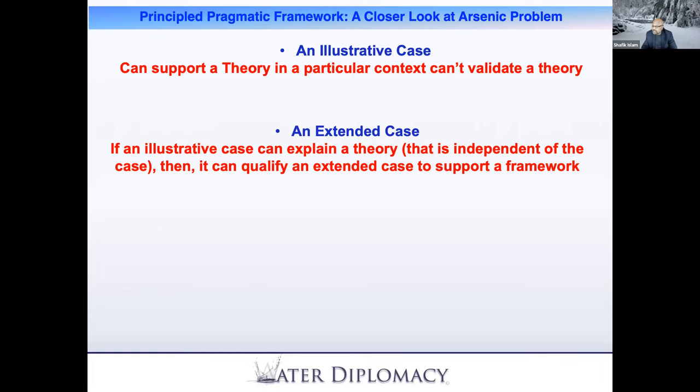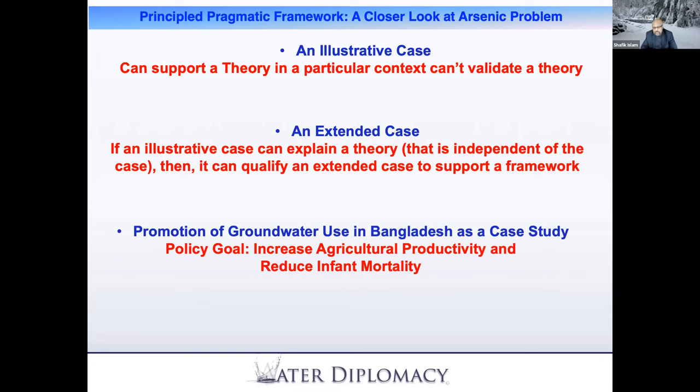So that means I can use this to show that when you have this type of coupling, you will expect this type of thing to happen. Now if you take what actually happened, Bangladesh decided that they will promote groundwater use, which is the case study we are using here. There were two policy goals. They wanted to increase agricultural productivity and reduce infant mortality. So these were the policy goals: very sharp, very well-defined, easily measurable.